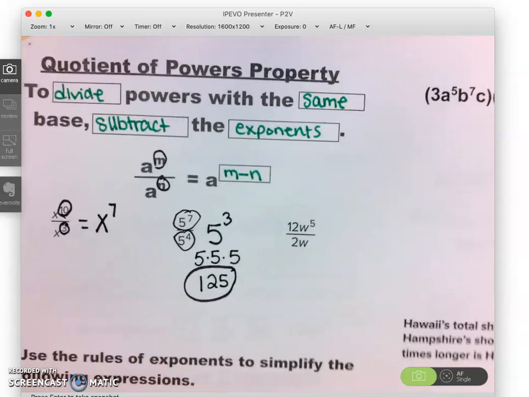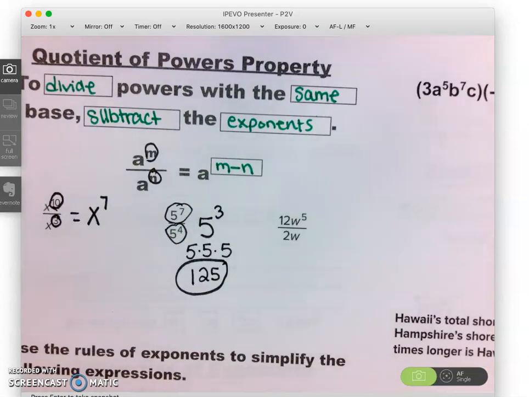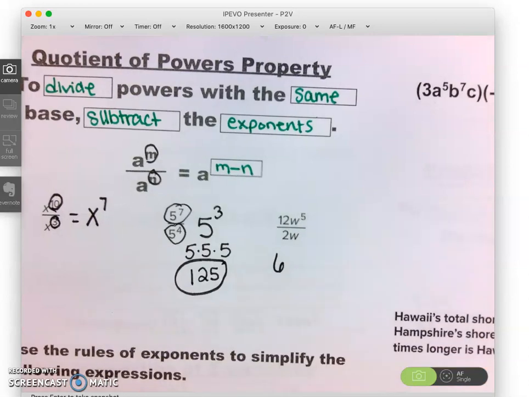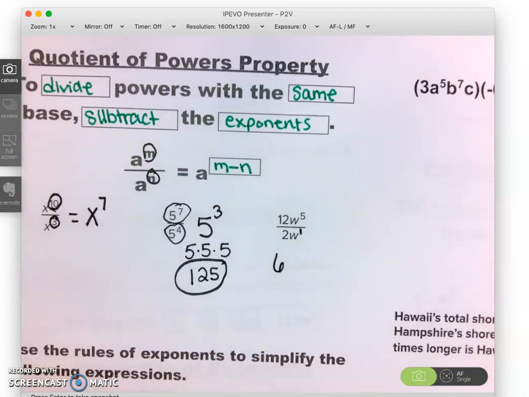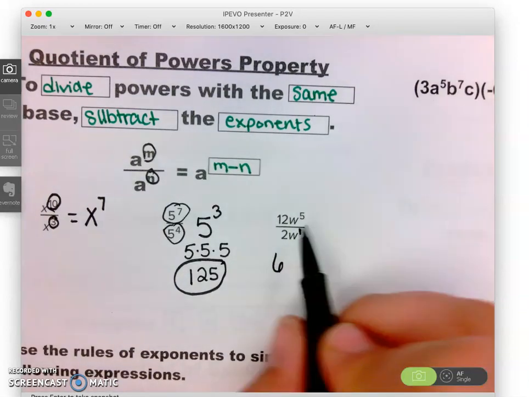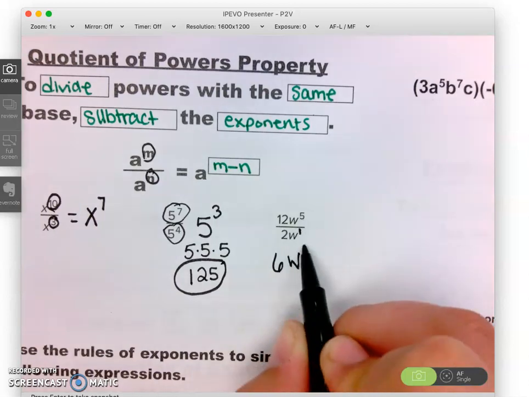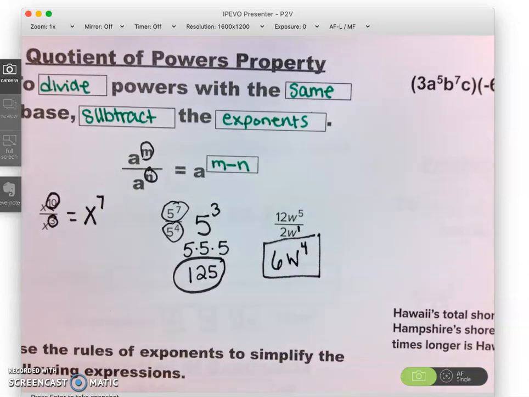Okay, so the next one, 12 and 2. They're not like bases, so I'm not going to subtract their exponents. But I can divide them, can't I? 12 divided by 2 is 6. And then here again, I don't have an exponent, so if I don't have an exponent, it's always going to be 1. So w to the 5th power, w 5 minus 1 is 4. So my final answer is 6w to the 4th power.